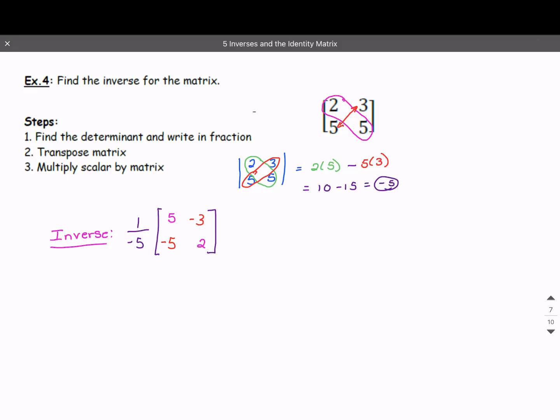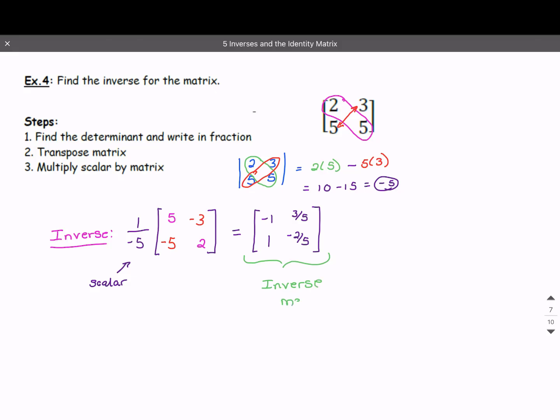Now we still have to do some multiplication because we have this scalar here. We need to multiply the scalar. So we multiply each entry by 1 over negative 5, or just negative 1/5. So 5 times negative 1/5 is negative 1. I'm going to work down. Negative 1/5 times negative 5 is a positive 1. Negative 1/5 times negative 3 is a positive 3/5. Negative 1/5 times 2 is a negative 2/5. And that means that this matrix right here is our inverse matrix.